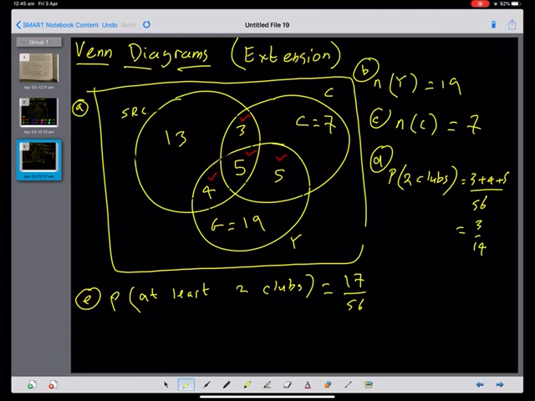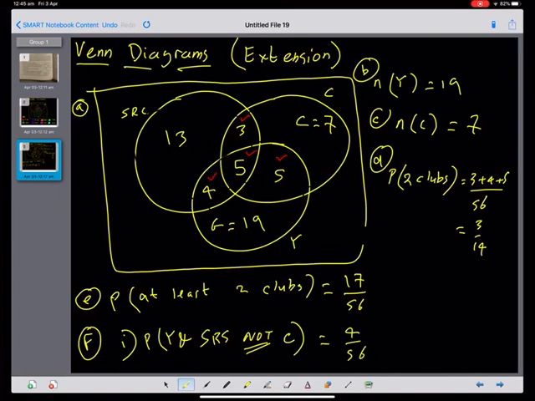And then finally F. And F is split up into some sections. So let's do I, the probability of yoga and SRC, not chess. Okay, so that's yoga, SRC, but not chess. And that's just 4 over 56. That is here.